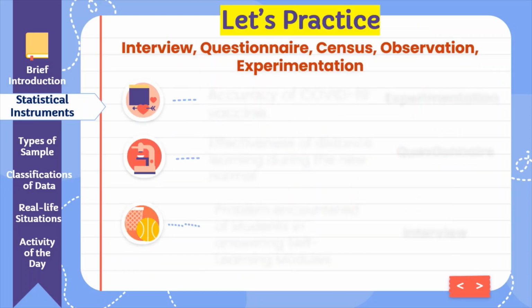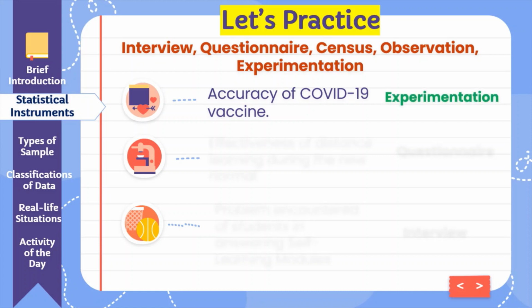And then, okay, let us practice. Just tell me if it is interview, questionnaire, census, observation, or experimentation. We have 5 statistical instruments. Okay? Okay, ano po yung gagamitin natin? Accuracy of COVID-19 vaccine. So that is experimentation para malaman natin kung accurate ba yung vaccine na sinasabing against COVID-19.